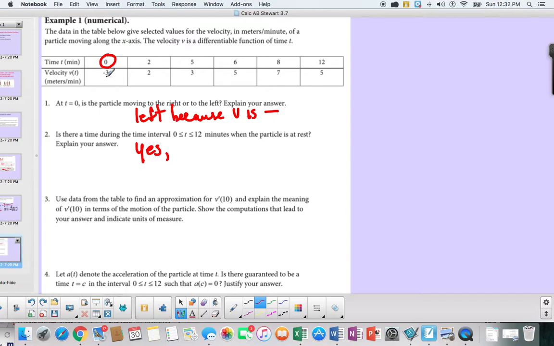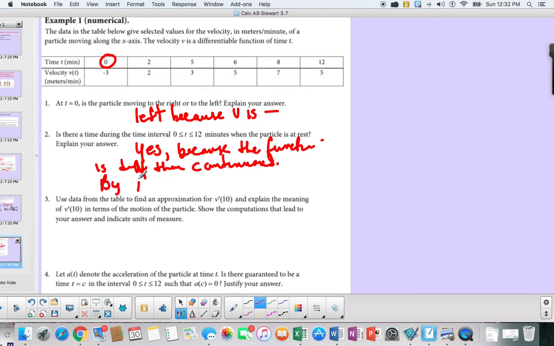Because I had a velocity that's negative, and then I have a velocity that's positive, so sometime it must have become 0. So because the function is differentiable, and then it is continuous, that means we need to have all the values from -3 to 2 included in there. And by the mean value theorem, there is a velocity equal to 0.